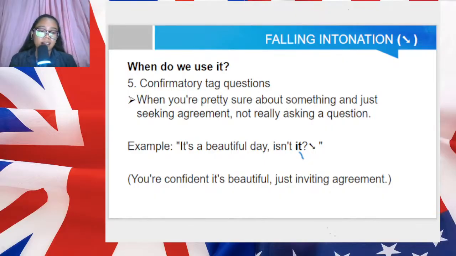Okay, so that's it on falling intonation. Yes, that is on falling intonation. It's a beautiful day, isn't it?